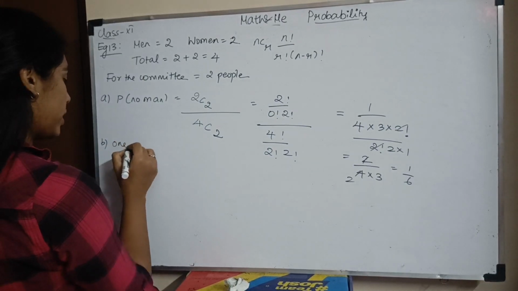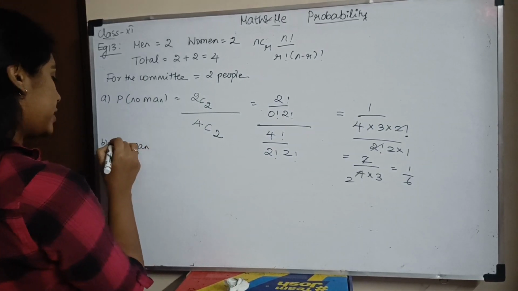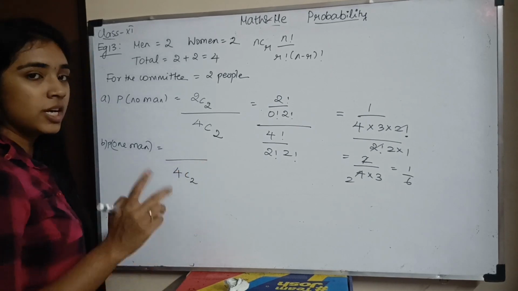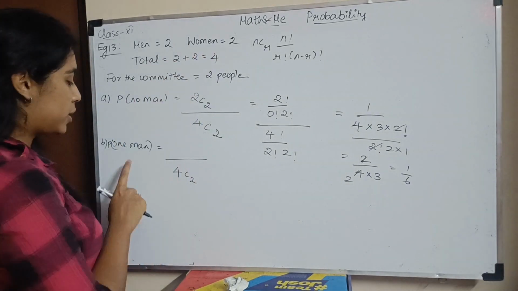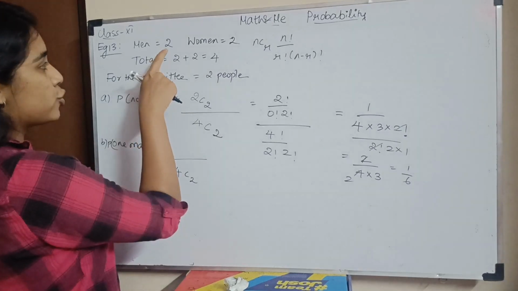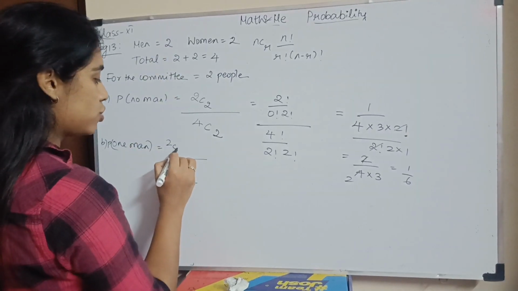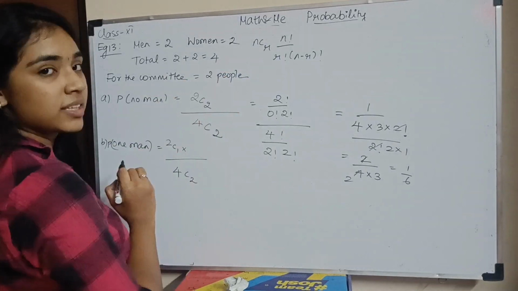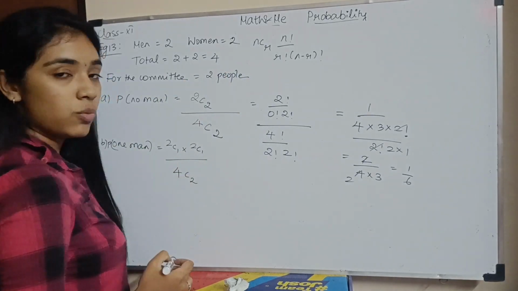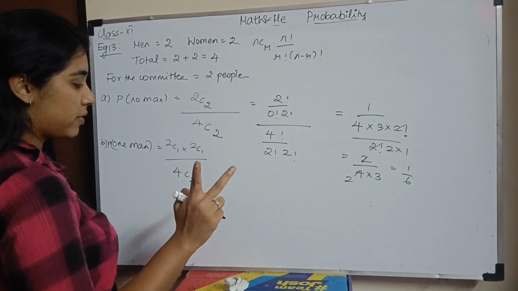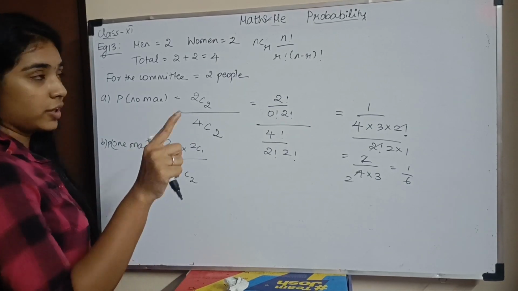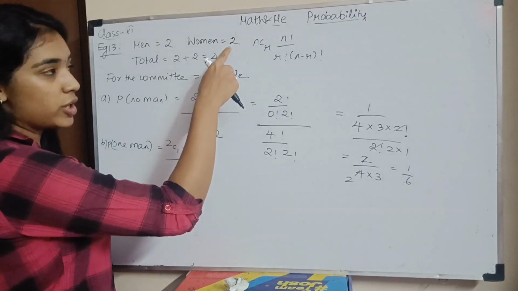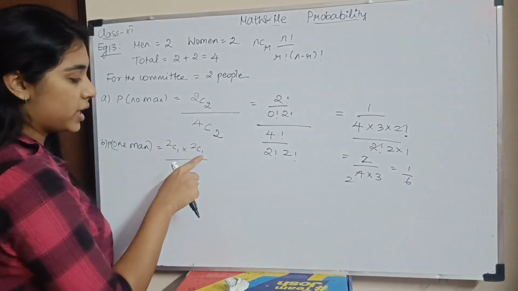I need 1 man. So probability of 1 man, the total outcome will again be 4C2, because I need to choose 2 people from 4 people. But if I want only one man, I have to choose 1 man from this. So I have to choose 2C1, times I need another person. I have to take that from the women. So I have 2C1. Clear? I need two people, and I need only one man. So I am choosing from the 2 men that I have, 2C1. Then I have what is left? 2 women. So I take one woman from the 2 women.